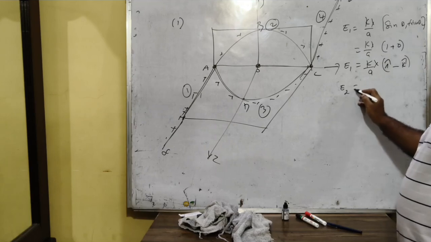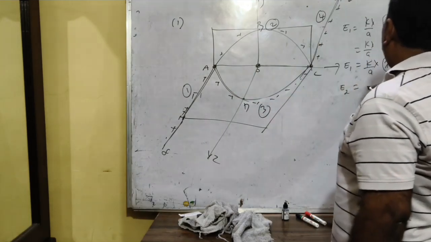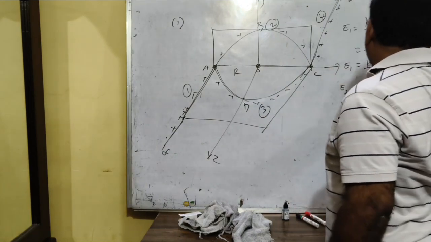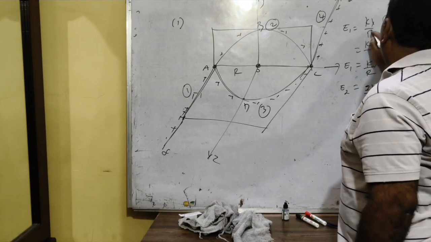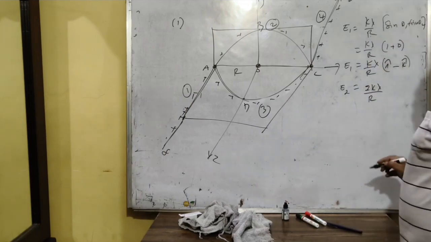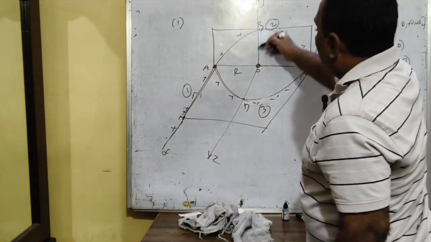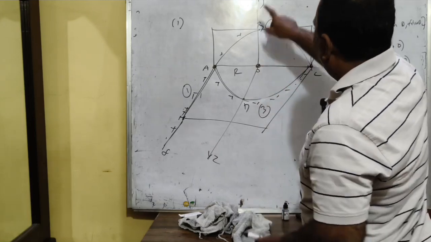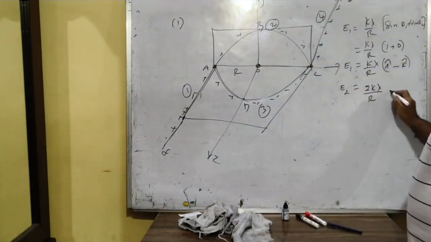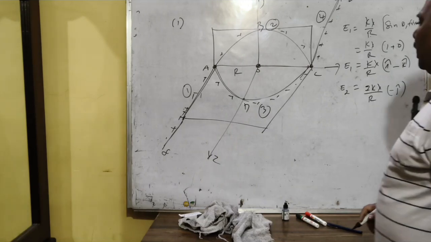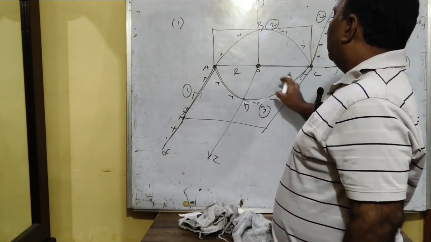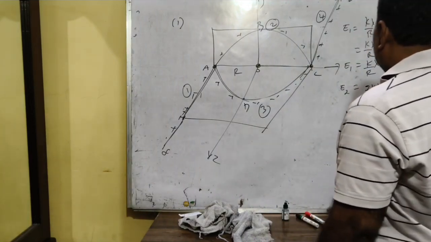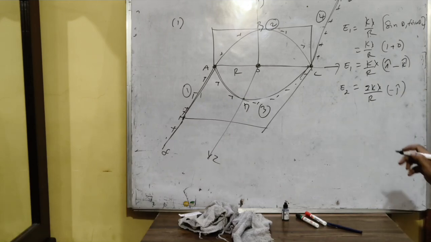Find E2. Similarly, the electrical field due to the semicircular wire is 2kλ by radius, let the radius be R. In which direction is the electrical field acting at the center? That is downwards, which means along the negative y-axis, so minus j cap. For a semicircular wire, only one component of the electrical field acts, and the remaining components cancel. That's why only 2kλ by R into minus j cap.